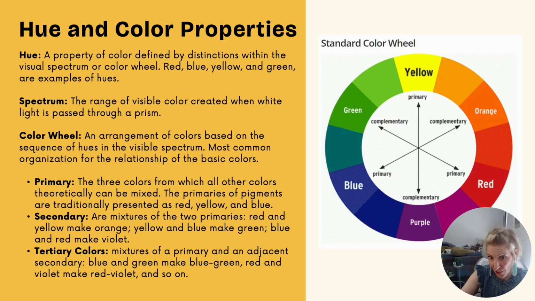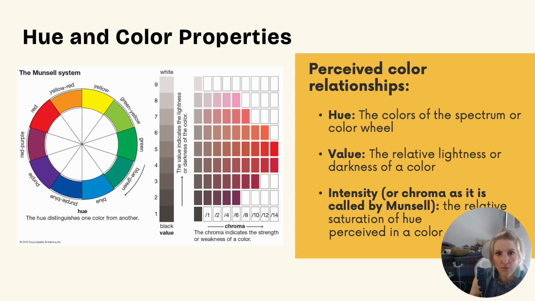And then there's tertiary colors. These are a mixture of a primary and an adjacent secondary to make a tertiary. Blue and green make blue-green. Red and violet make red-violet, and so on.